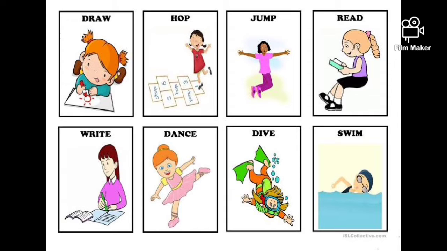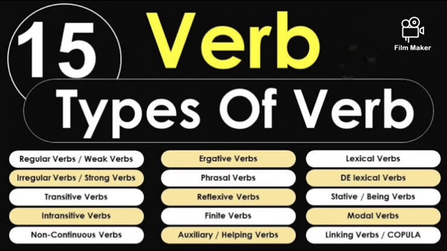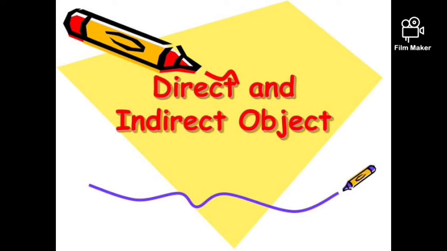In the picture, you might have seen one girl drawing. Drawing is an action. Another girl is hopping. Hopping is an action. Jumping. One more girl reading and writing. You can see another girl dancing there. Diving in the water, swimming. So these are all action words. They represent actions. And there are nearly 15 types of verbs: regular, irregular, transitive, intransitive, non-continuous, and many more. Let us learn almost all 15, one by one.